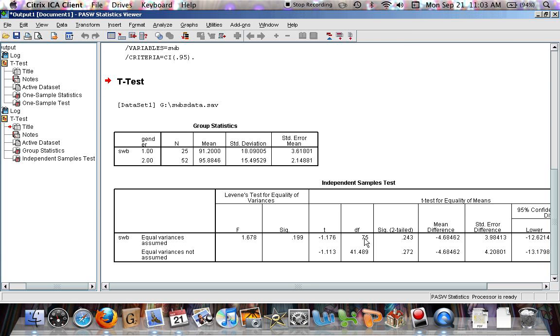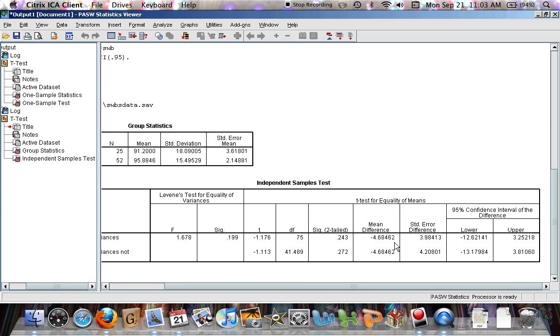Here's our t-value, degrees of freedom, significance, 0.243. It is not statistically significant, so we have no evidence from our sample that the two populations differ in their mean levels of spiritual well-being. And then here we have mean difference, standard error of the difference, and a confidence interval for the difference. This says 95% of the time the difference should be somewhere between minus 12.6 and 3.25. And since that includes 0, it could be that 0 is the real difference. And that's how we do the independent samples test.